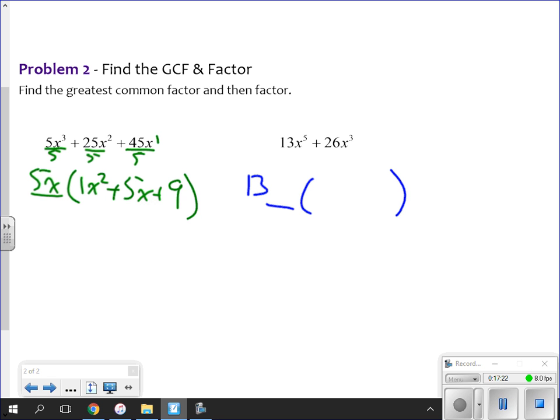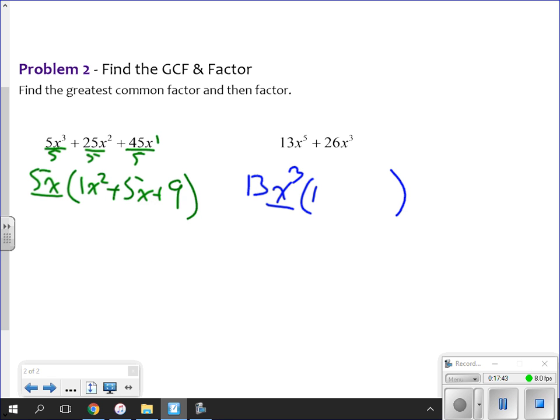Do I have variables in both terms? What's my smallest exponent? 3. So what am I going to pull out? I'm going to pull out an x cubed. This is where things start to change on this one. Okay. So I had 13, and I pulled 13 out. What do I have left here?